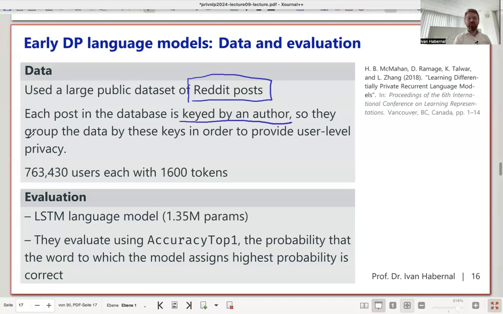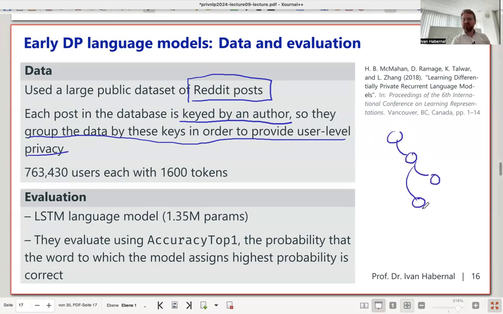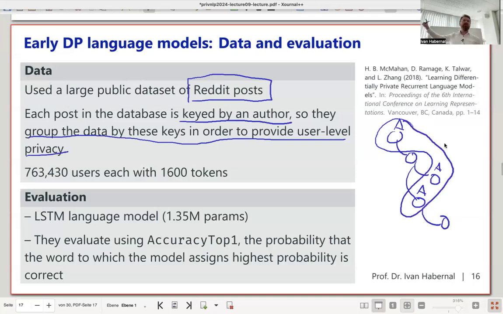Basically, each post in the database is associated with an author. So they group the data by these keys in order to provide a level of privacy. If this is written by A, and this is also written by A, and this is also written by A, they couple all these A's and say, this is one user's data, and maybe these will be the other user's data, B's. So they make them associated with each user, and then they apply this user-level privacy as we discussed. Okay, is it clear?